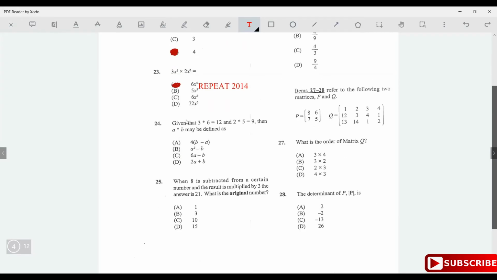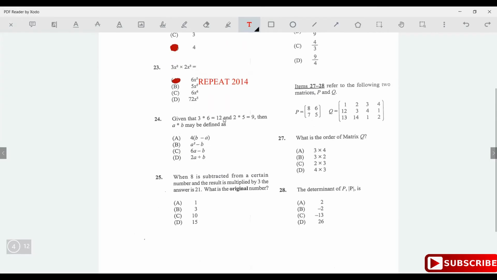24. It says, given that 3 star 6 is 12 and 2 star 5 is 9, then A star B may be. Let's check them out. If B would be 6 in this case, and let's check it out. 6 minus 3 is 3. 3 times 4 is 12. So it works out with the first one. Well, let's check it with the second one. 5 minus 2 is 3. 3 times 4 is 12.